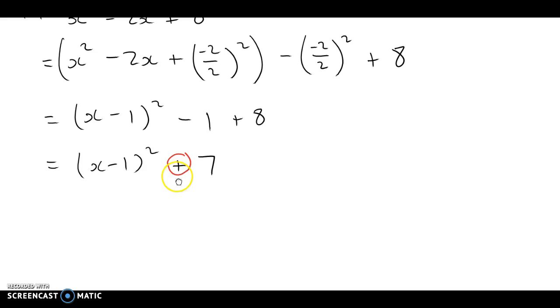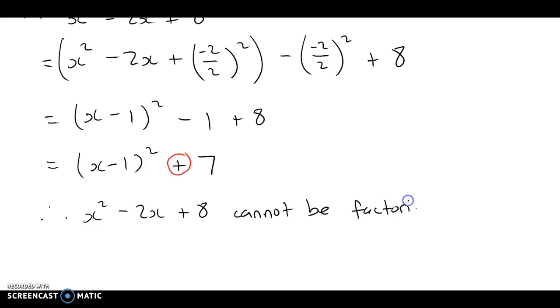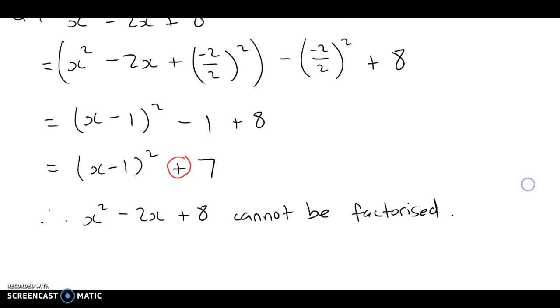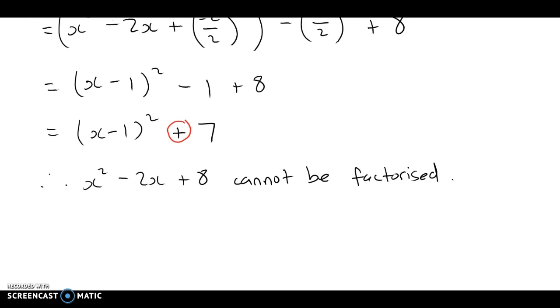So we cannot go any further with this and factorize. So our final statement is just that. Therefore, x squared minus 2x plus 8, our original expression, cannot be factorized. We were certainly able to complete the square as we did here, but the fact that it wasn't a difference of two squares means that it couldn't be factorized. So hopefully that's been a helpful introduction to factorizing by completing the square.